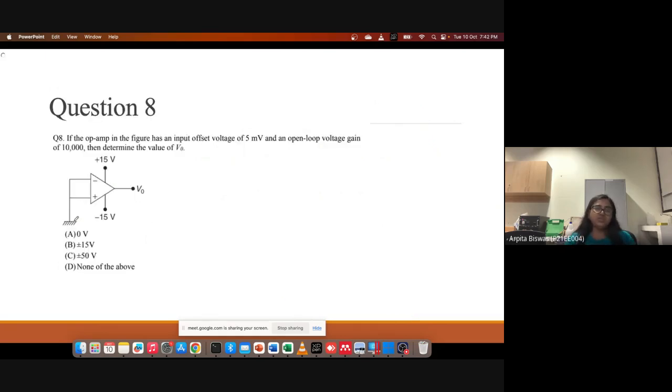So next question, question number 8. If the op amp in the figure has an input offset voltage of 5 millivolts and an open loop voltage gain of 10,000, then determine the value of V output. So carefully see the circuit and try to find out the answer. So first option is 0 volt. The second option is plus minus 15 volt. The option C is plus minus 50 volt. Option D is none of the above. So what is the right answer? Gosa, please unmute yourself and try to give the answer.